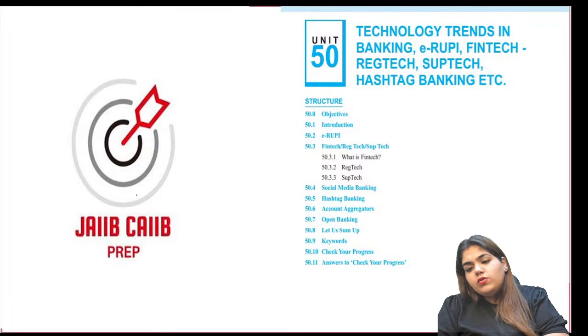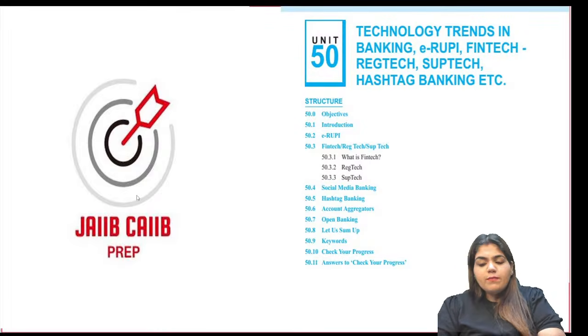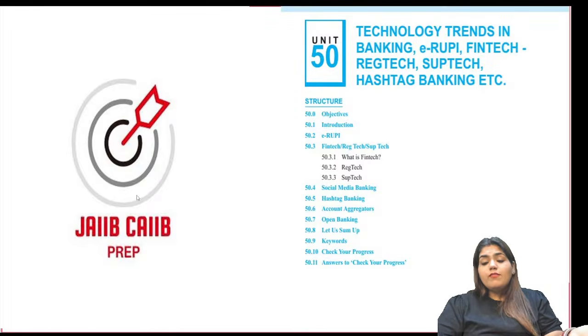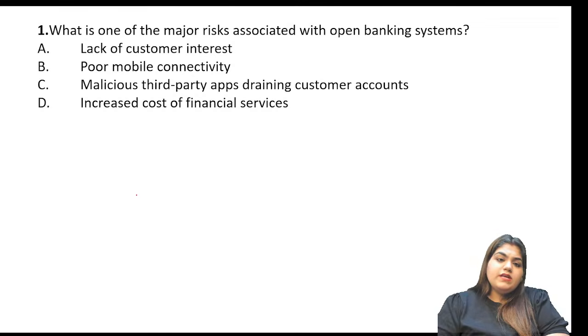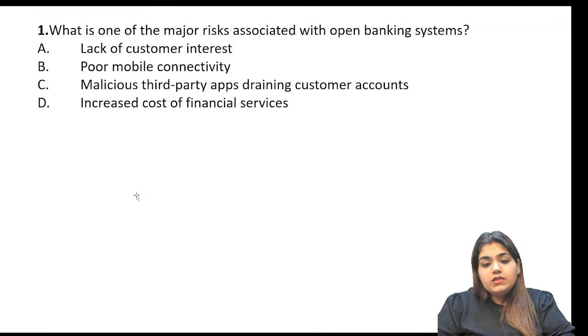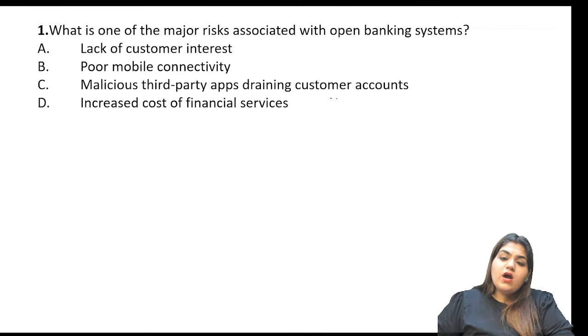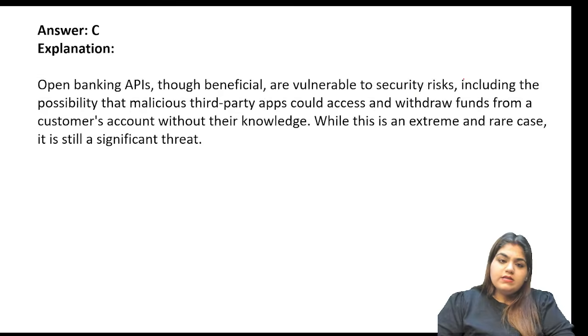But you need to go through it because see, we are getting 1 mark from everywhere, at least 1 mark from every place. Next, what is one of the most major risks associated with the open banking system? That somebody can misuse your information. Somebody can misuse your account. C. Next.